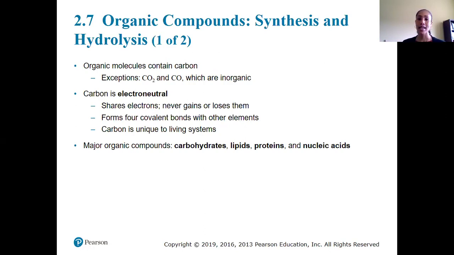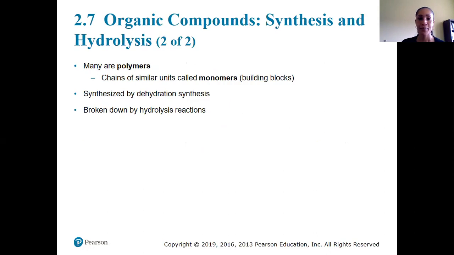Now let's talk about some organic compounds. Remember, the organic compounds in our bodies that make up our cells, and essentially make up us, are carbohydrates, lipids, proteins, and nucleic acids. When we build these organic compounds, we take monomers, the building blocks of these compounds, and put them together to make a polymer, a larger form of it.